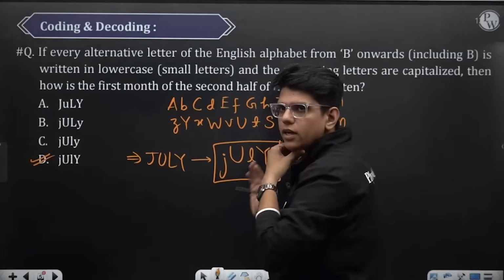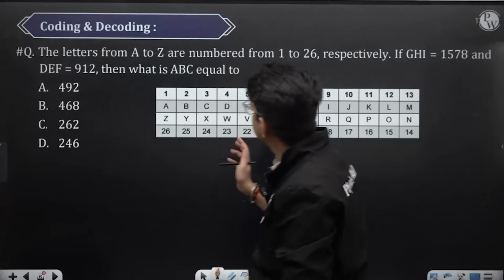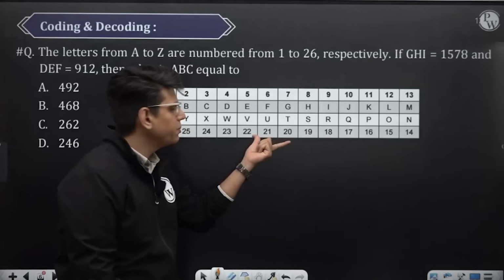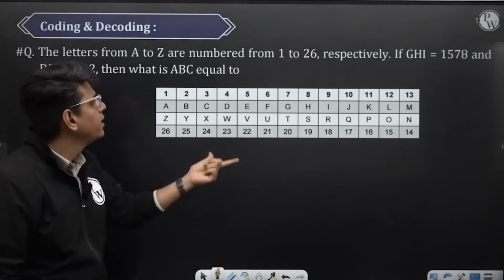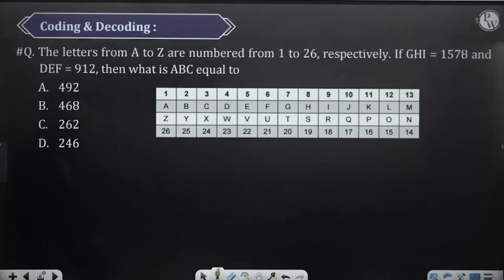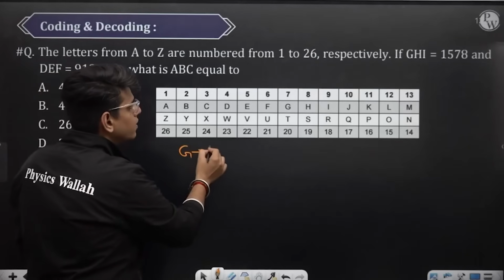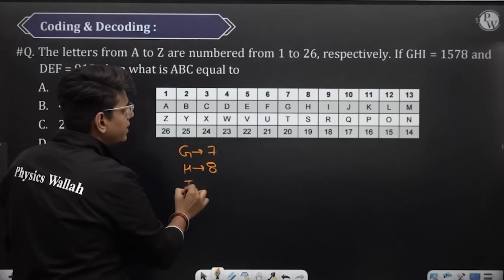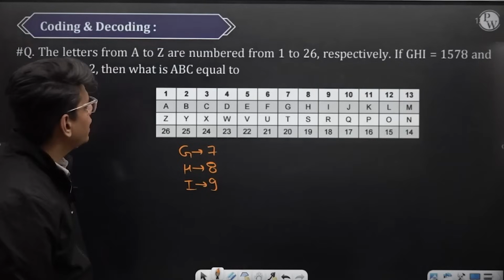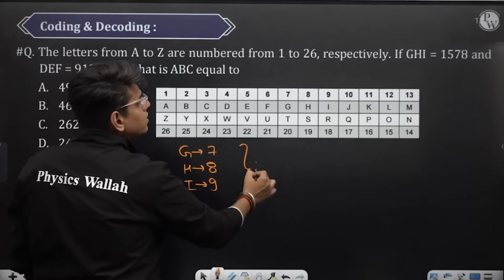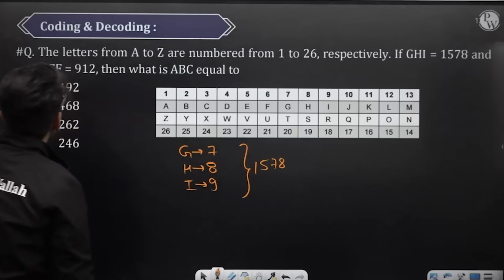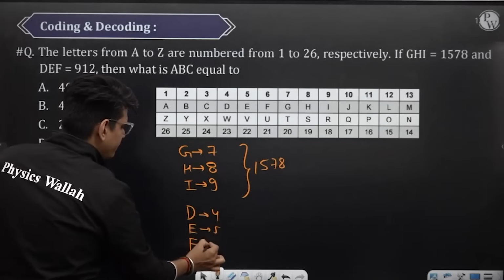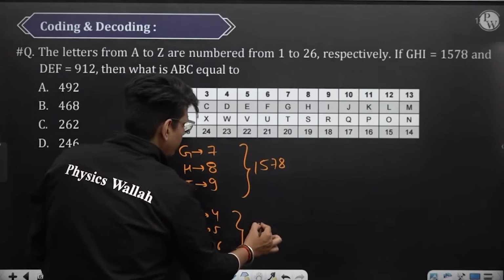This was based on coding decoding. Another question from coding decoding is this. Every time you have questions from coding decoding, try and have this thing on the paper in front of you. This will help you a lot, right? So in this question, it is given that GHI. What is G? 7. H? 8. And I is 9, right? Similarly, this is coded as 1578. Similarly, DEF, 4, 5, 6, is coded as 912.